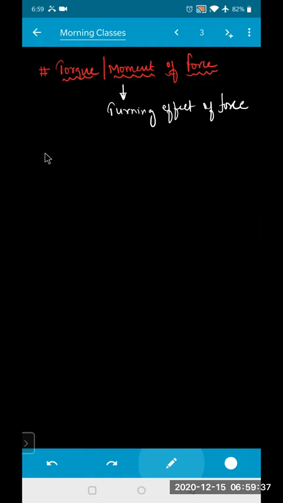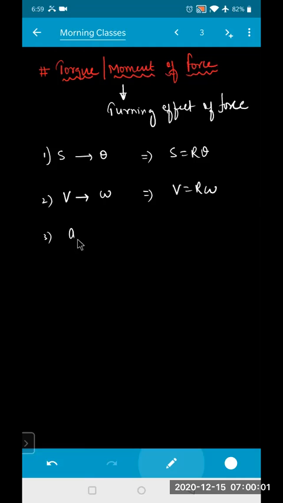In kinematics we represent distance by s, and rotational motion we represent in terms of theta, and the relation between them is s equals r into theta. In kinematics we represent velocity by v, in rotational mechanics by omega. The relation between them is v equals r into omega. We also take the tangential acceleration there, whereas in circular motion we take it as alpha, and the relation between them is tangential acceleration equals r into alpha.